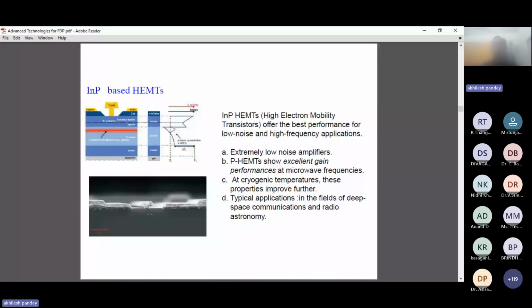High electron mobility transistors offer the best performance for low noise and high frequency applications. They give extremely low noise amplifiers and excellent gain performance at microwave frequency. At cryogenic temperature, these properties improve further, and the low noise and high frequency can be improved more. A typical application is in the field of deep space communication and radio astronomy, where these indium phosphide based HEMTs can be used.